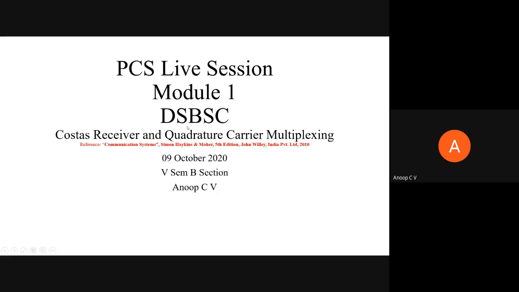Before that, in the last session, which was a recorded session, I had posted a video on coherent detection. Coherent detection, as we have seen, is an ideal mathematical model of a perfect DSBSC detector. In today's session, we'll be seeing a practical approach, that is a Costas receiver.